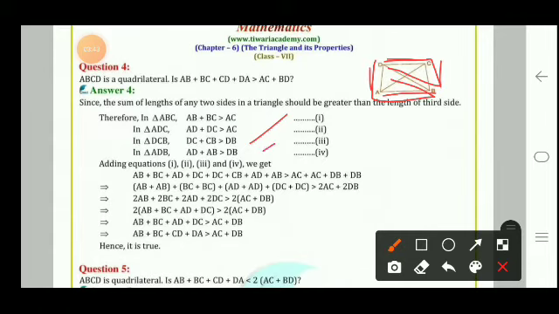So when we add all these four equations, the result will be AB plus BC plus AD plus DC plus CB plus AD plus AB is greater than AC plus DB plus DB, so that will be twice AC plus twice DB. Now we are just pairing them. AB plus AB is twice AB, BC plus BC is twice BC, AD plus AD is twice AD, DC plus DC is twice DC. So 2 is common on both sides and we can cancel out these 2s. So we have AB plus BC plus AD plus DC is greater than AC plus DB. Hence this is true.